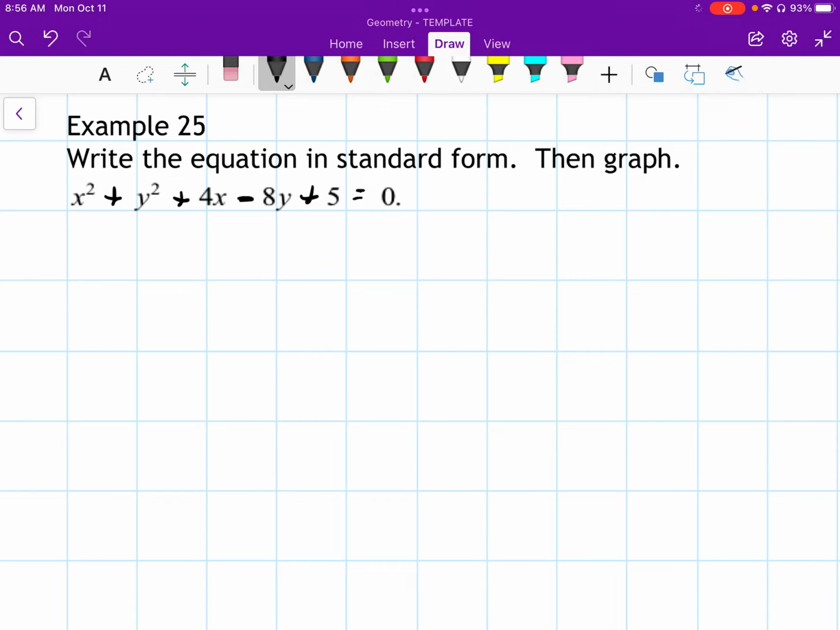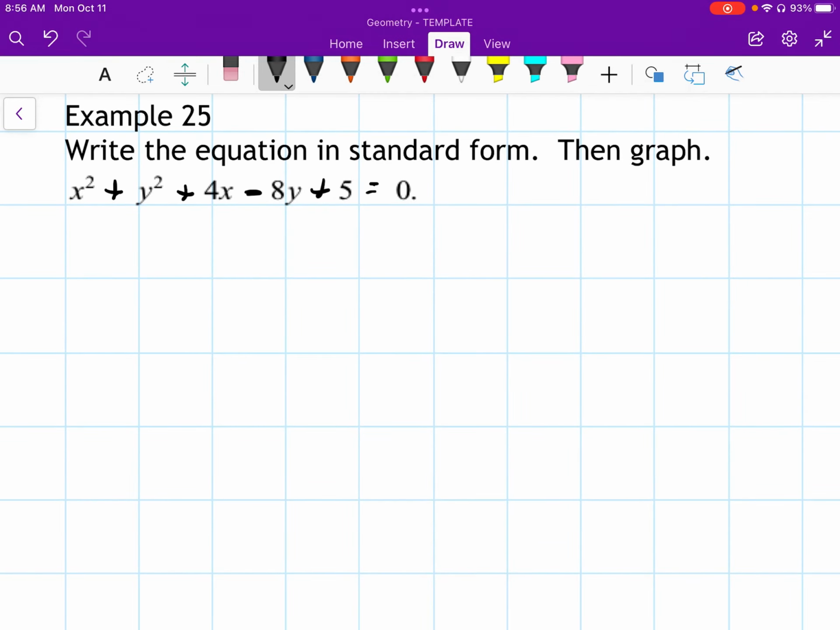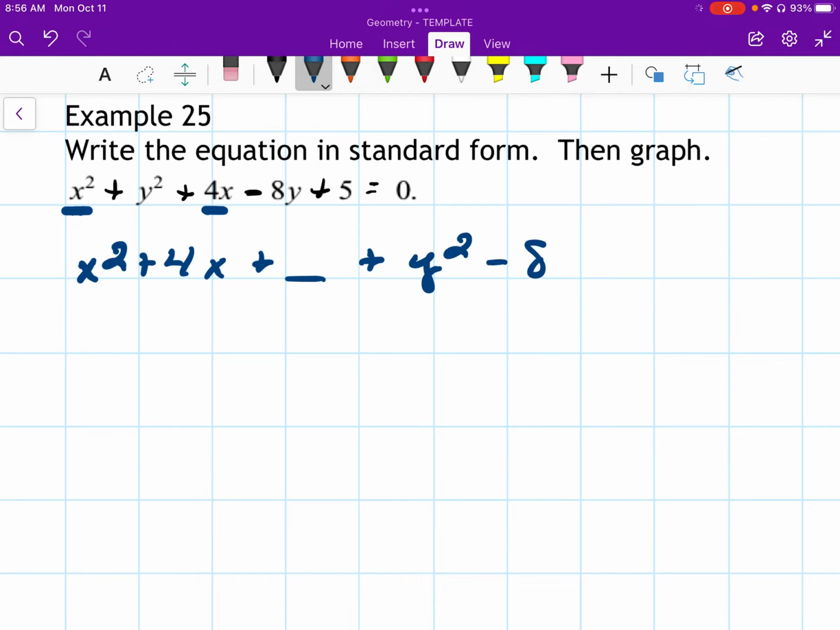So starting off, we need to break this apart, put our x's together, put our y's together, and we're going to have to add in some blanks. So starting off, I'll say x squared plus 4x plus blank. So that took care of this guy and this guy. And remember, the blank is because I want to complete the square. And then I'm going to have plus y squared minus 8y plus blank.